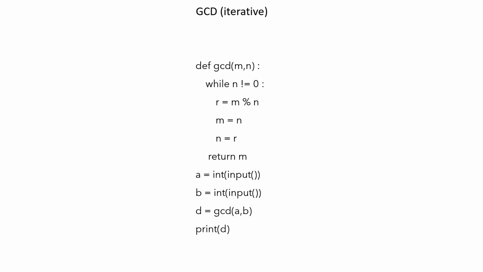So given m and n, it will continuously keep assigning m modulo n and then n. They are the two new m and n, right? So it will repeat this particular process until the second number becomes 0. Once the second number becomes 0, then you will return the first number. At the point when the second number becomes 0, that's when you will do that.